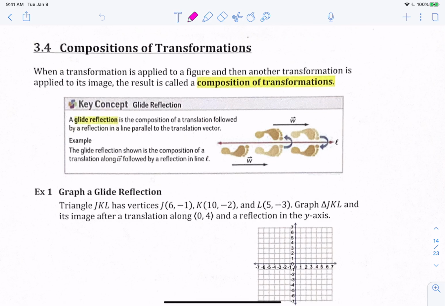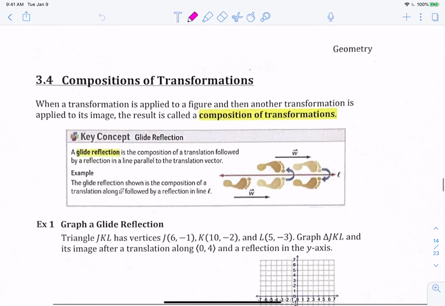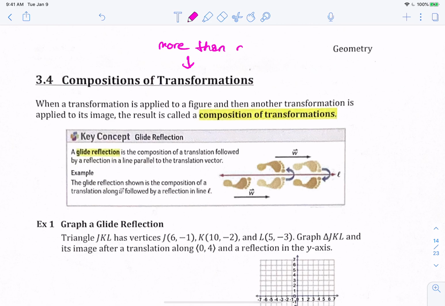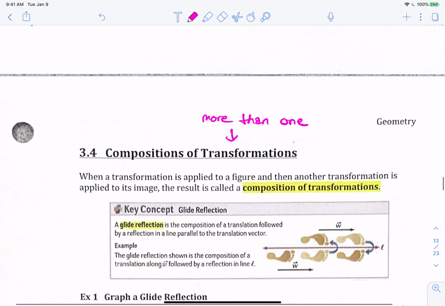All right, 3, 4. Compositions of transformations means that you are doing more than one transformation. More than one. The 3 transformations that we've done so far.